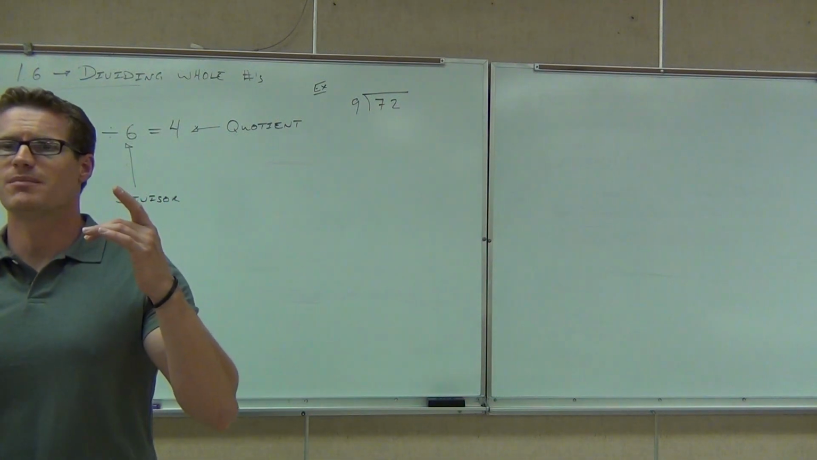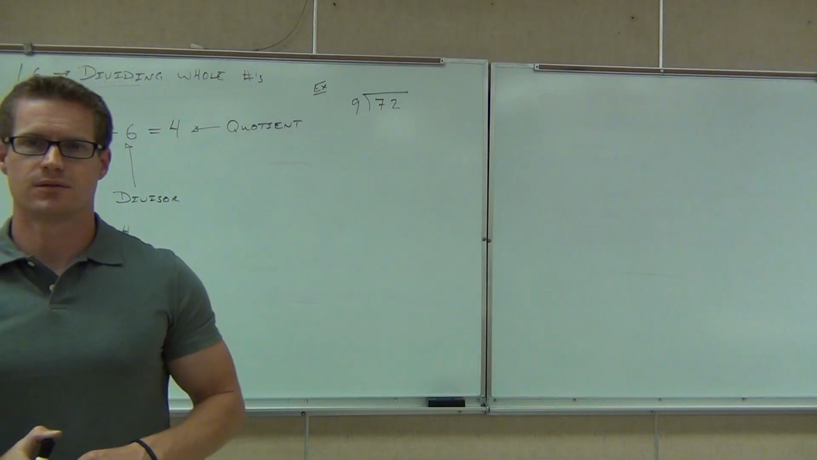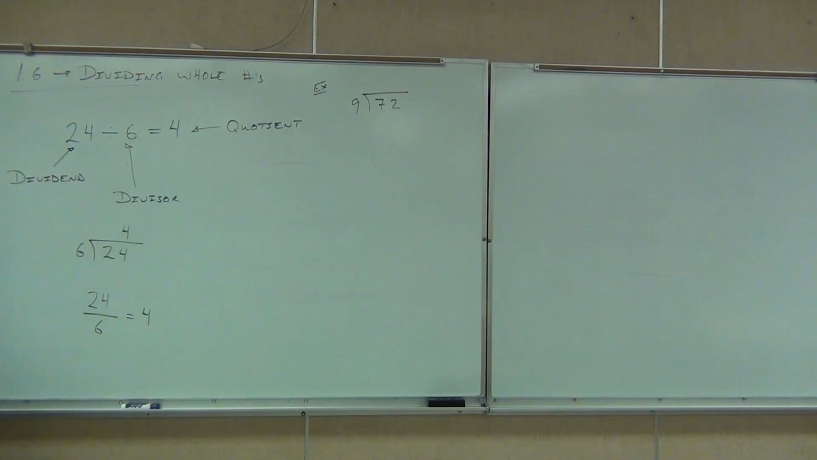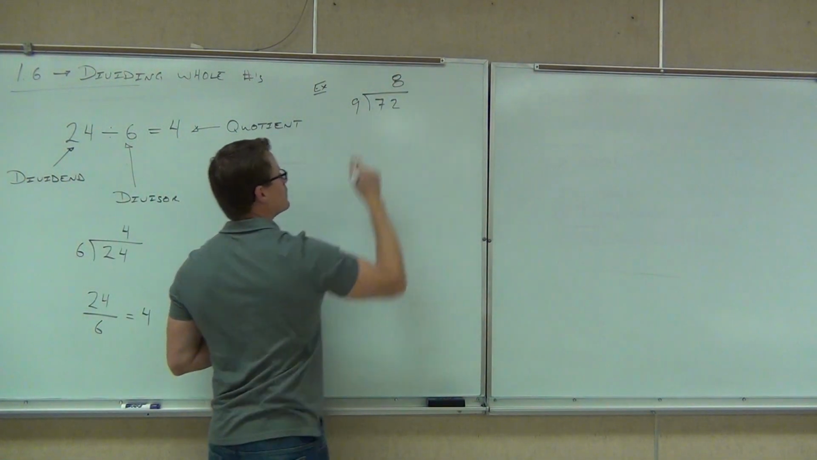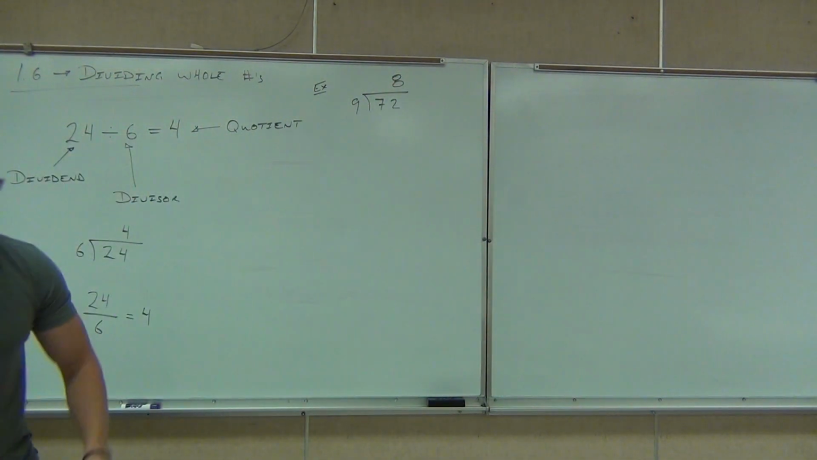Firstly, can you name me my dividend? 72. Good. Name me my divisor. 9. And what is our quotient here? 8. Perfect. Great job. Quotient goes on top. How about this one?